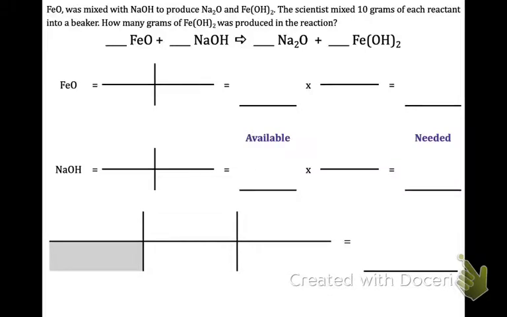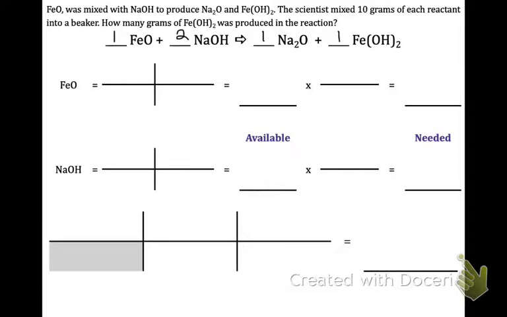So this problem is a little bit different because we're given grams instead of moles. The first thing you have to do is balance your equation. When I balance it, I get 1, 2, 1, 1 for my coefficients. The next step is going to be to turn each of the grams into moles.